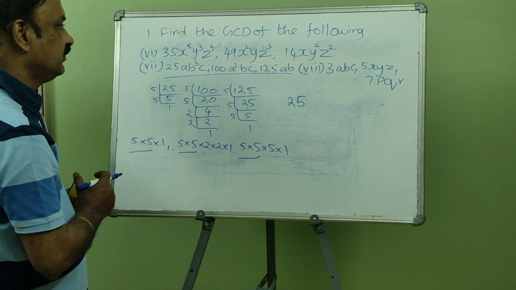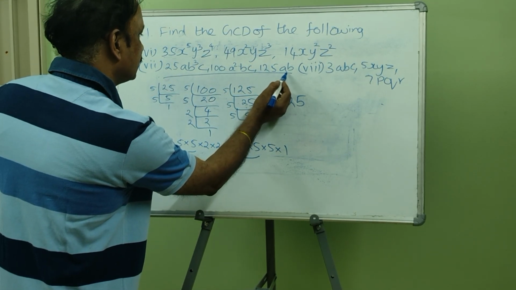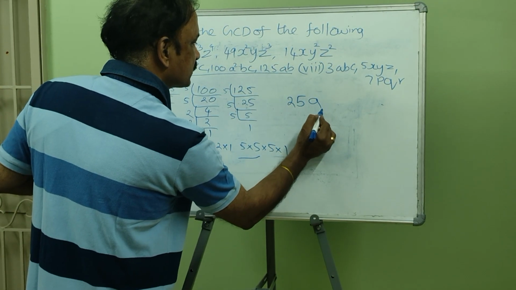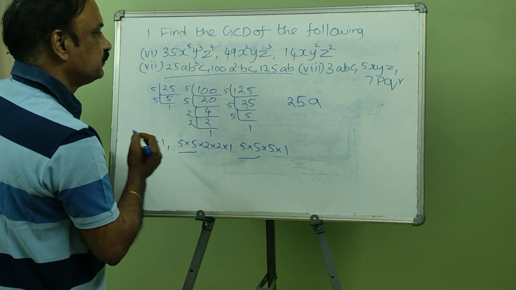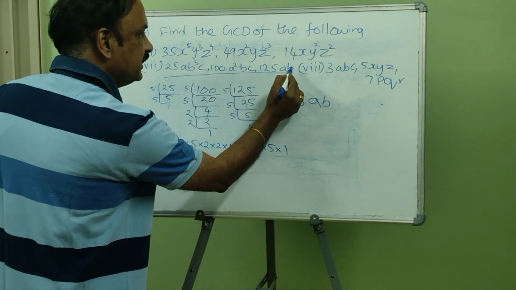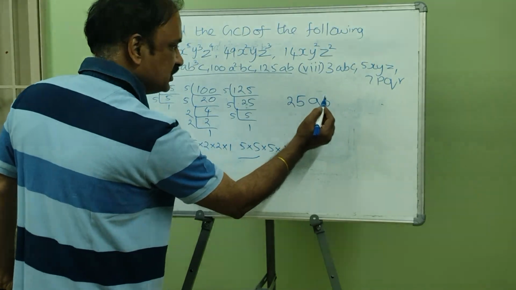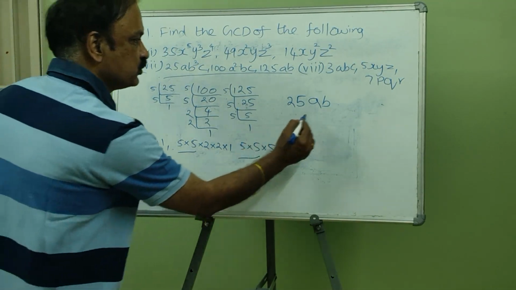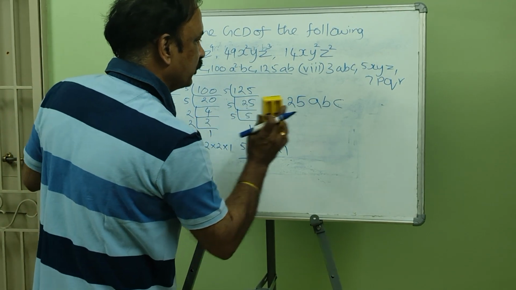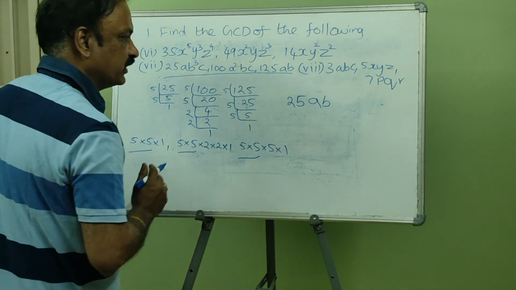And then if you look at the variables, here it is b cube and then here it is a square. So the lowest term for a is just a, and for b it is just b. But please also look at, there is no c term in 125ab. So we cannot take the GCF as c, because if we choose c also, then we cannot divide 125ab. So here there is only ab. So the final answer will be 25ab.